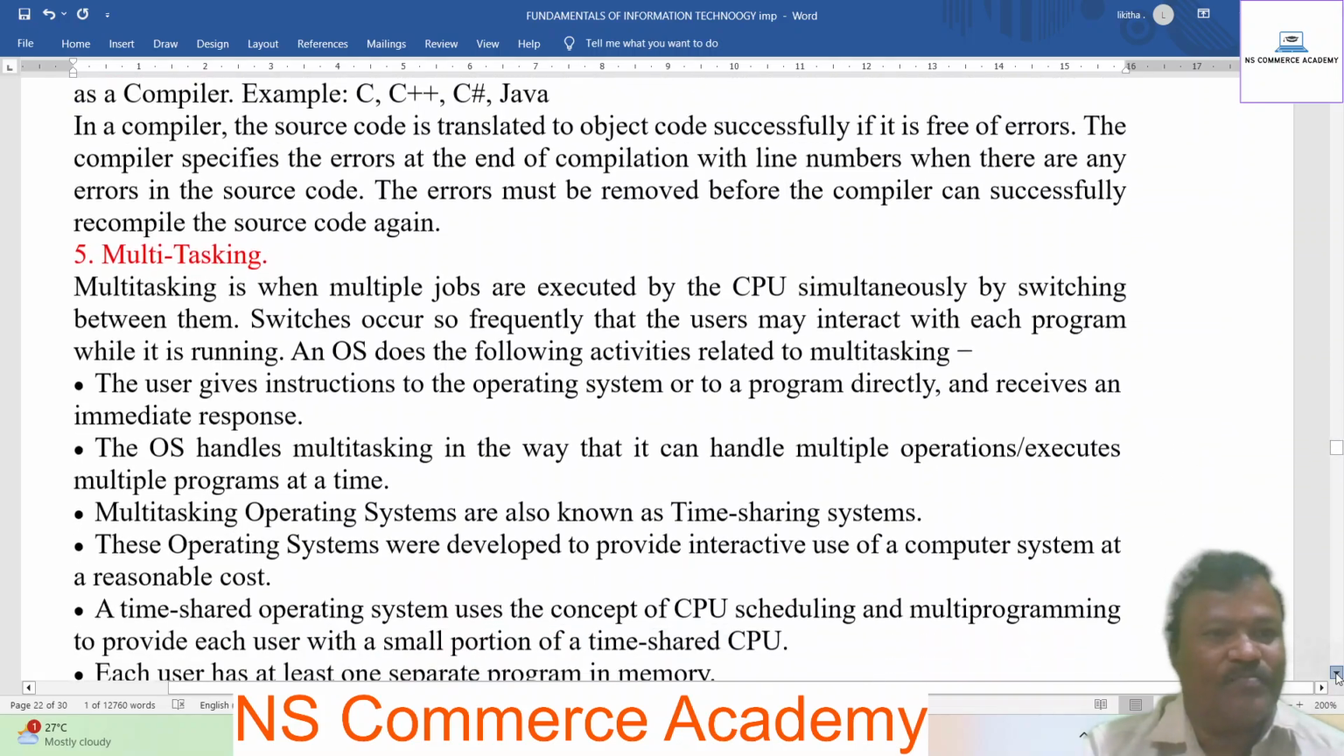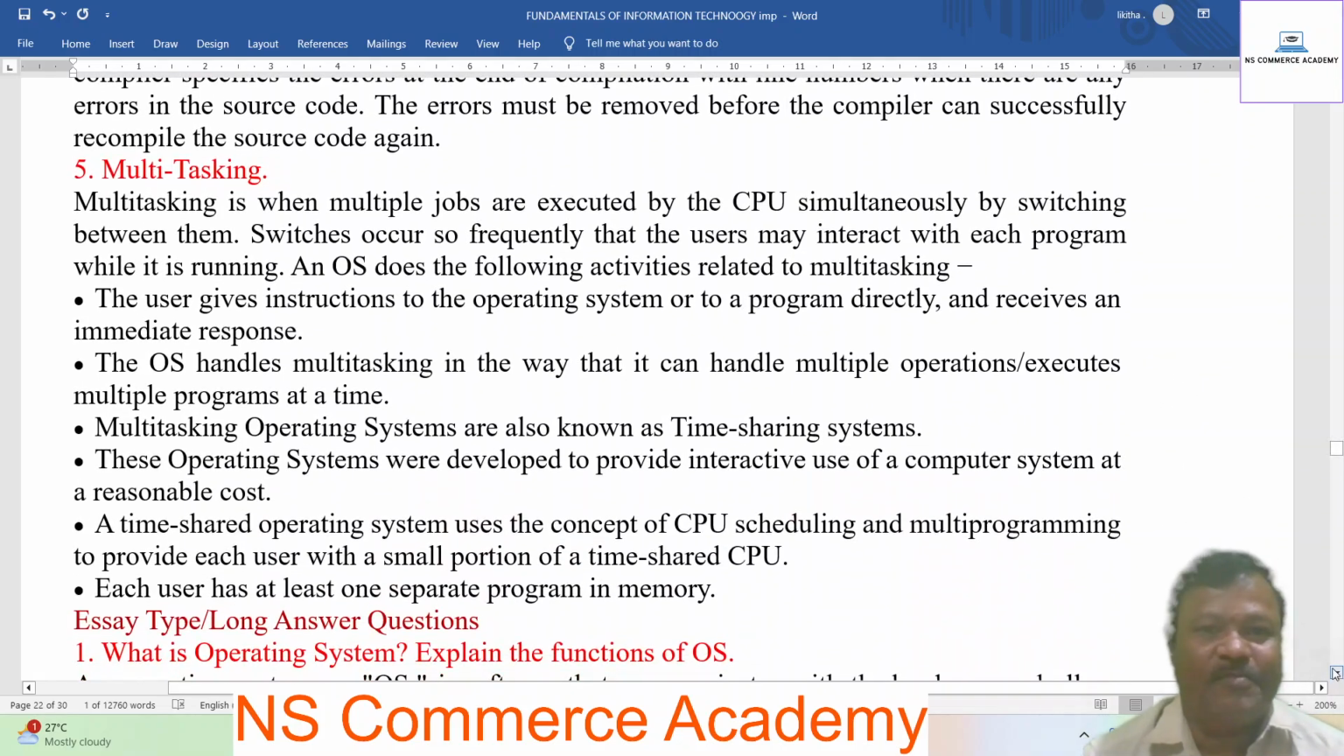Next, multitasking. Multitasking is when multiple jobs are executed by the CPU simultaneously by switching between them. Switches occur so frequently that the users may interact with each program while it is running. An operating system does the following activities related to multitasking. The user gives instructions to the operating system or to a program directly and receives an immediate response. The operating system handles multitasking in the way that it can handle multiple operations and execute multiple programs at a time. Multitasking operating systems are also known as time sharing systems.